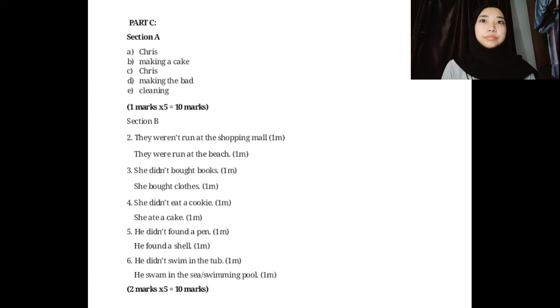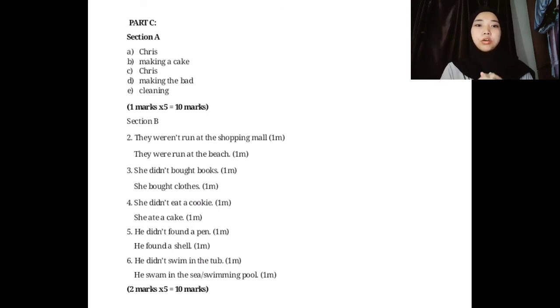And for section B, each question will get 2 marks, where 1 mark is for arguing with the statement, and then 1 mark for correcting the statement. As you can see, for question number 2, they won't run at the shopping mall, but they will run at the beach. And she didn't buy books, but she bought clothes. It's the same for the other questions.